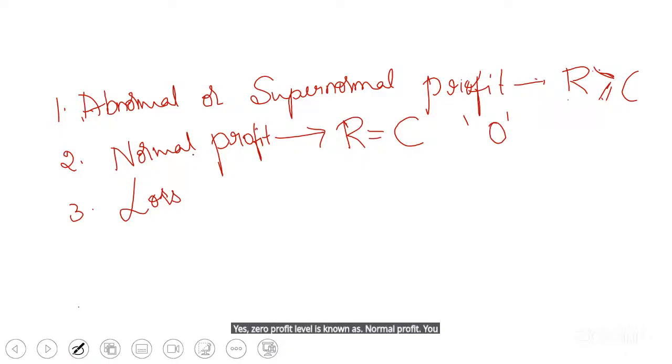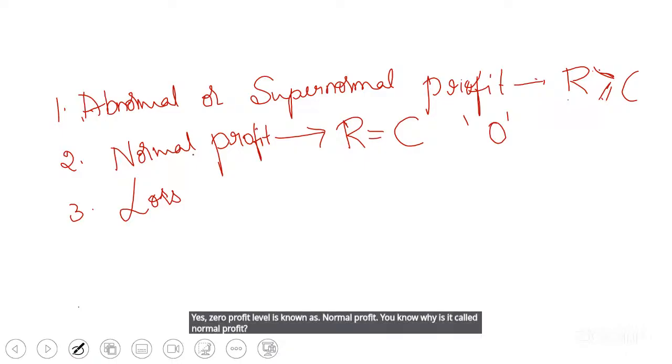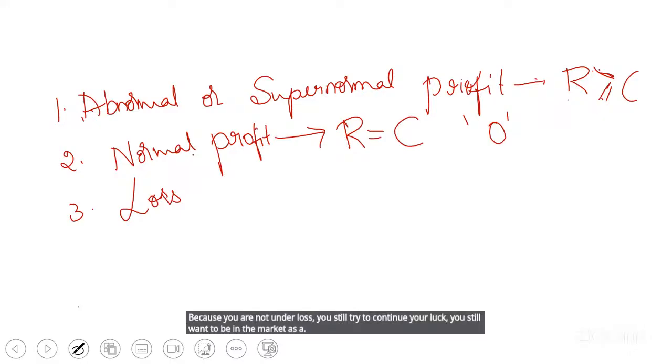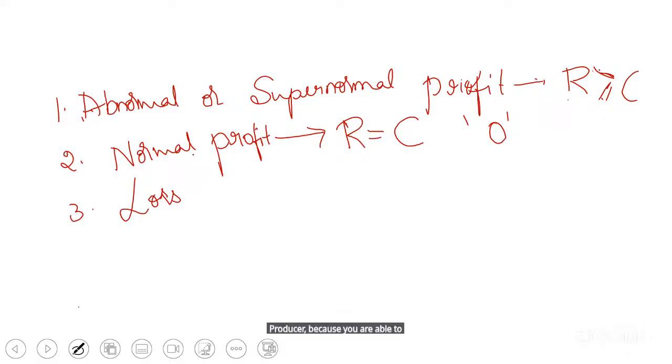You know why it is called normal profit? Is it loss? No. But is it actually profit? No. But still, it will not push you to leave the market, because you are not under loss. You still try to continue your luck. You still want to be in the market as a producer because you are able to cover all your costs. So that is called normal profit, where the profit level is actually zero. Am I clear?